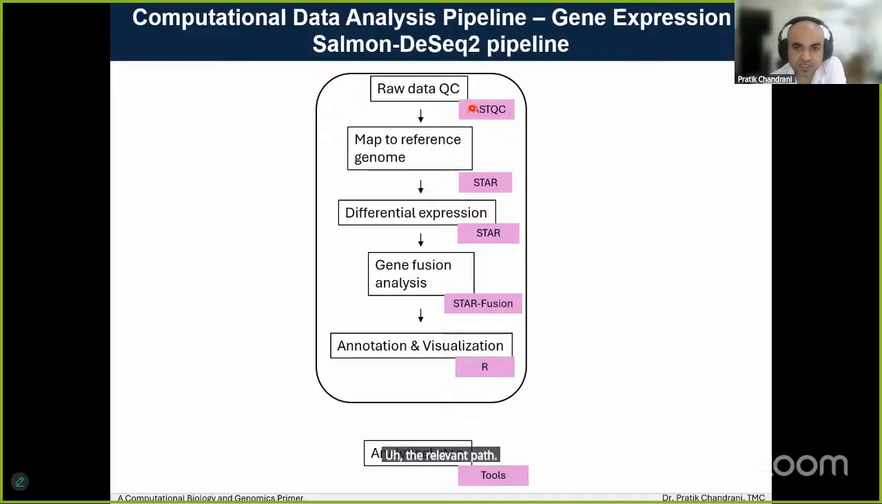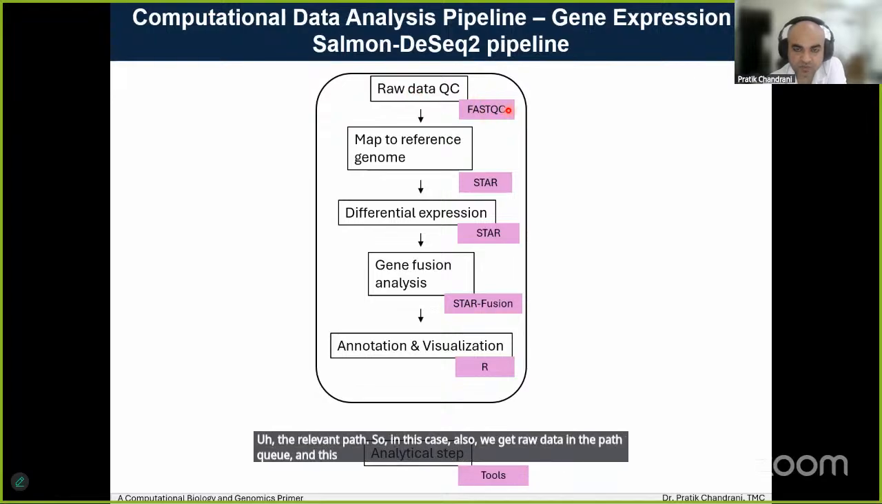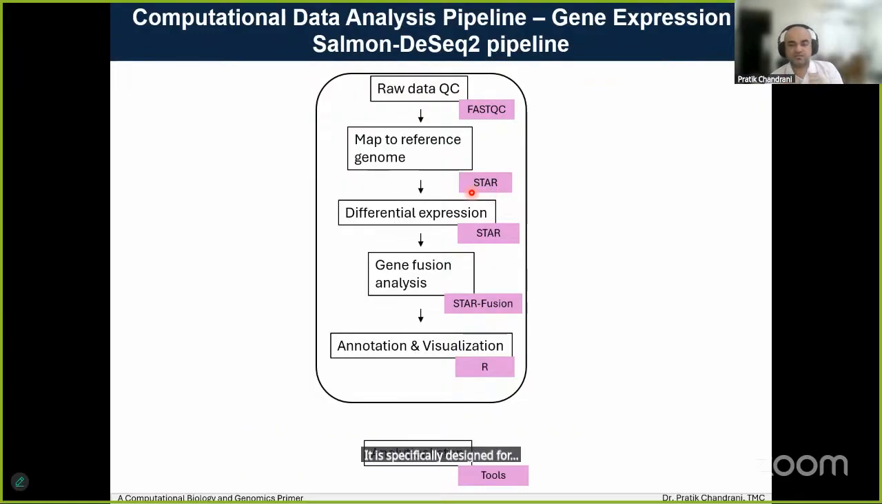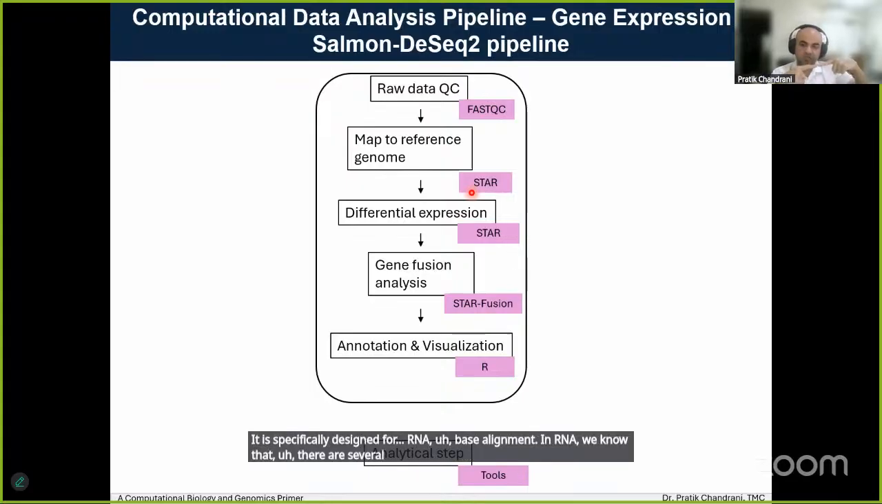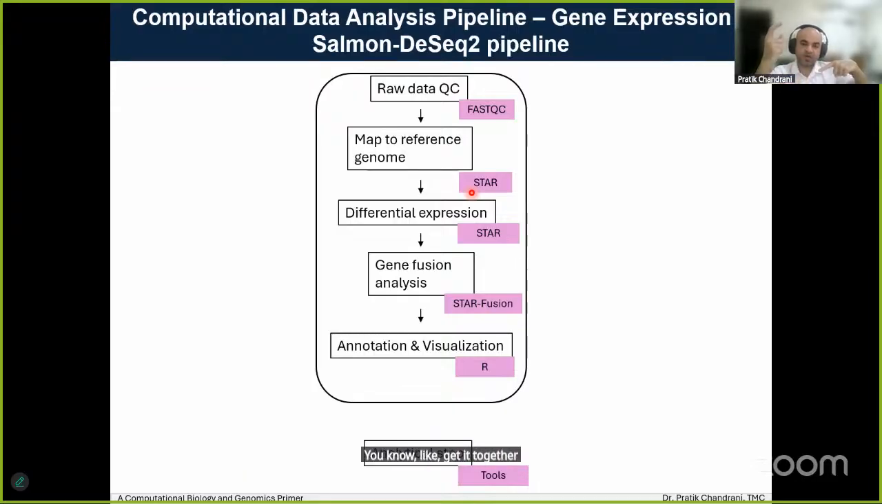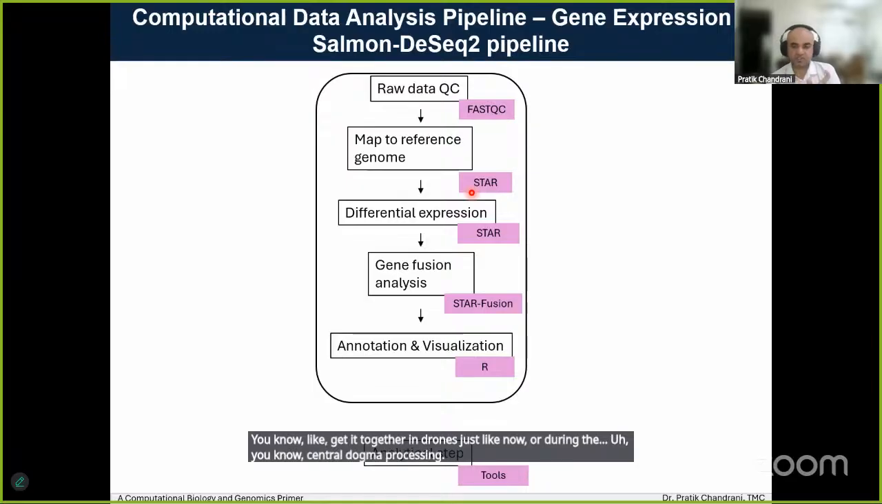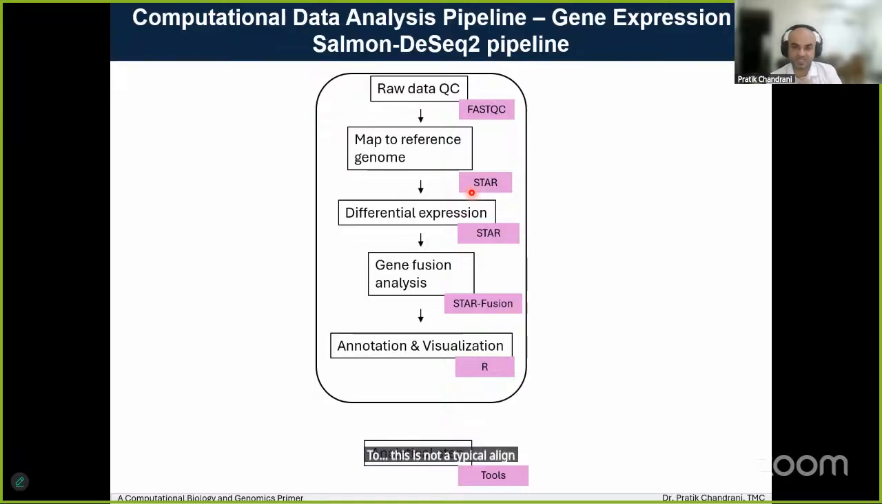So in this case also we get raw data in the FASTQ format, and this FASTQ is checked for quality by using a tool called FastQC. Then we map it to the reference genome by using another aligner called STAR. This is specifically designed for RNA based alignment. In RNA, we know that there are several exons which are ligated together, and introns are spliced out during the central dogma processing. So this is not a typical alignment that we use in DNA sequencing. Here we need a splice aware aligner.